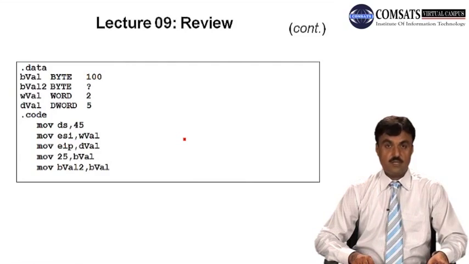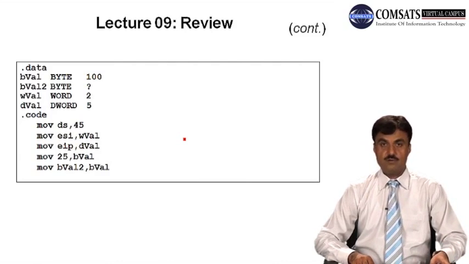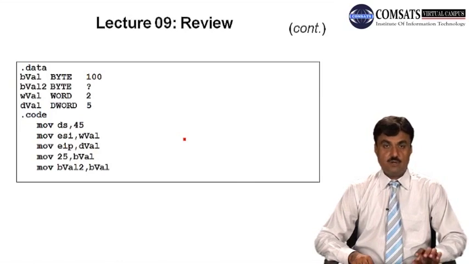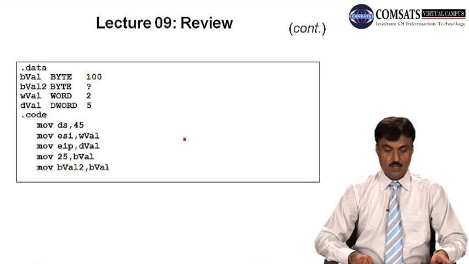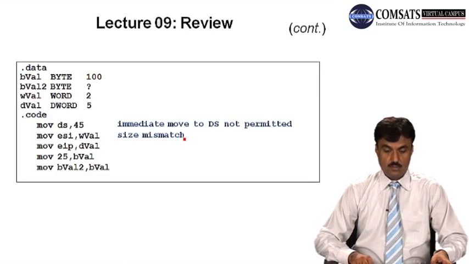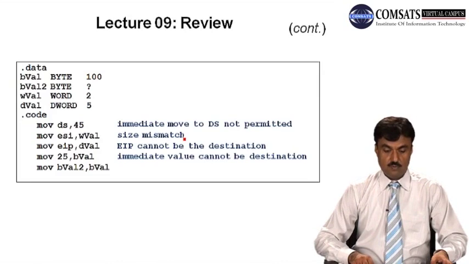Then we also discussed the permissible data operands. For example, we cannot transfer data from one operand to the segment registers, and we also cannot perform exchange, transfer or move between two memory operands. So a register operand should be there, or permissible registers should be there. This is the review from the previous lecture.